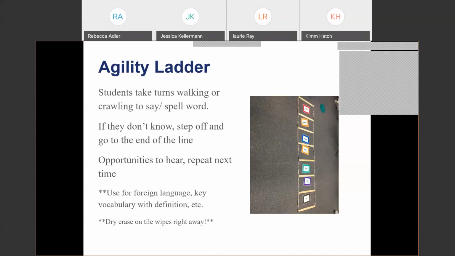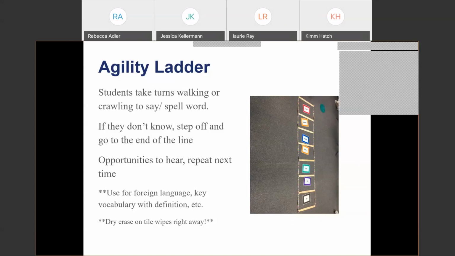And in between the steps, we have different words. So you could use sight words, you could use vocabulary related to your unit. So if you were in division, you could use divisor and quotient and all of those different words. Students are going to take turns walking or crawling to say and spell the word. If they don't know it, they could step off and go to the end of the line.